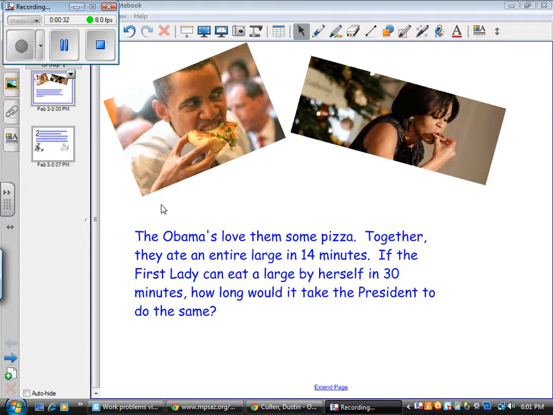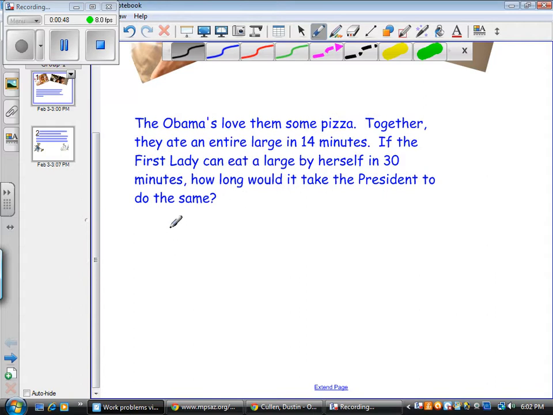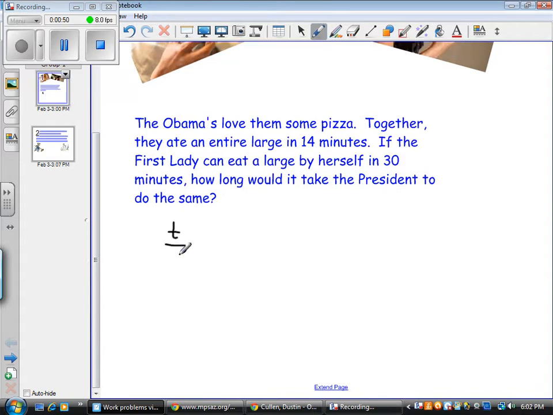So together, they can eat an entire large pizza in 14 minutes. If the First Lady can eat a large by herself in 30 minutes, probably a little crazy, but who knows, how long would it take the President to do the same? So now, we are still going to use the same formula that we've been using, T over A plus T over B equals 1 as a total.